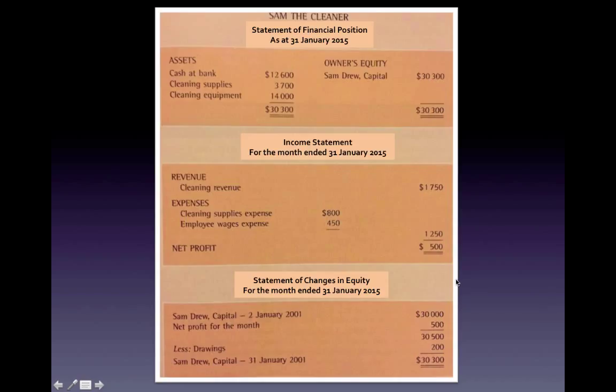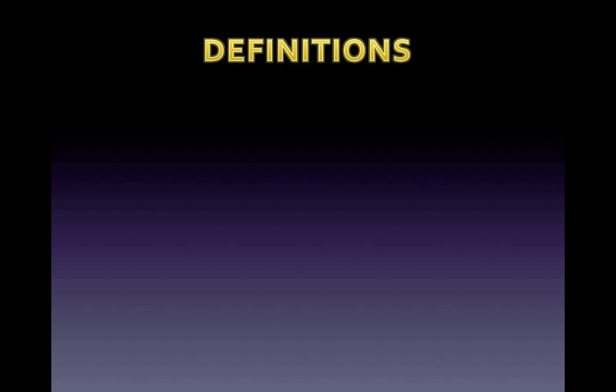And then the third statement shows the changes in the wealth of Sam. This will show the capital at the beginning when he introduced it was 30,000. He made a profit of 500, which is reported in the income statement. He withdrew 200, so his net wealth at the end of the day is 30,300. So this is one of the reports, a sample of some of the reports that can be generated just by analyzing transactions according to the accounting equation. Now let's finish this off by looking at further definitions.